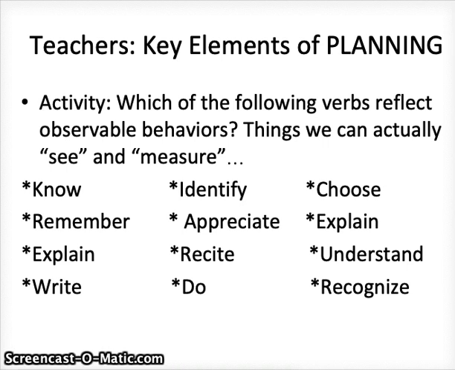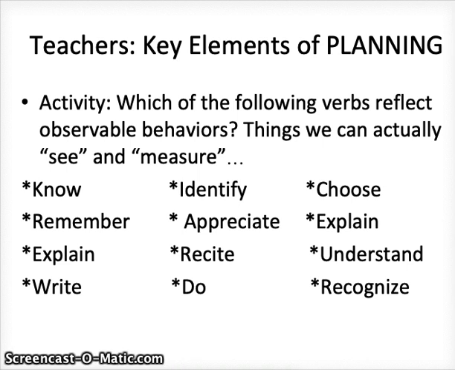So for example, knowing: can you observe something a student knows? No, you cannot. Another one that's not observable is remember, because if a student's remembering something, they're actually doing something more specific. They're probably telling you the name of something. They're probably identifying a date. They're probably doing more specific, observable things than the verb remember in an objective. So the word remember is not observable. The word appreciate is not observable. The word understand is not observable, and the word recognize is not observable.